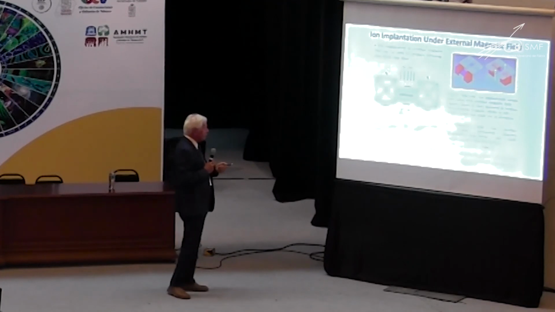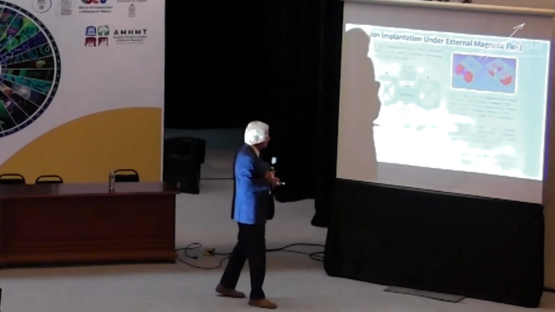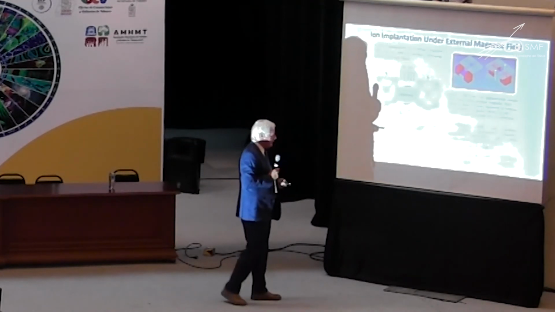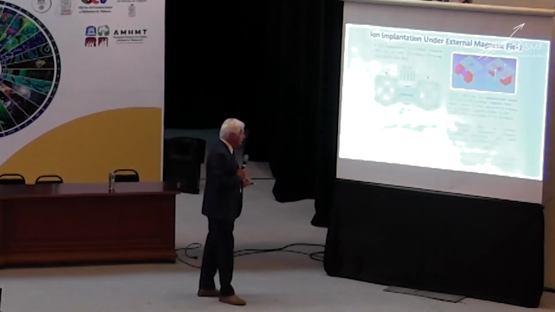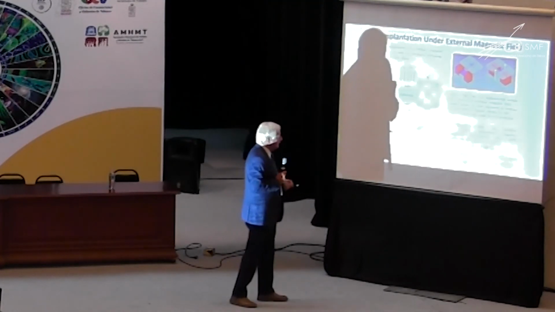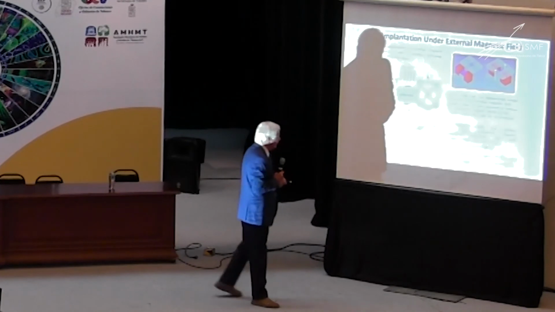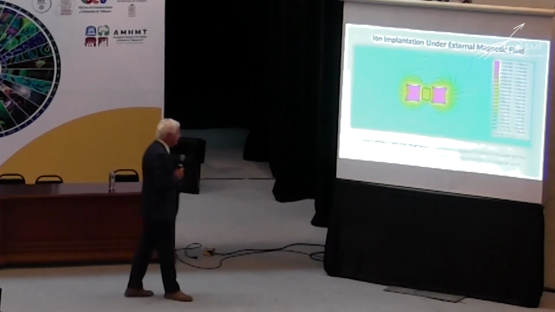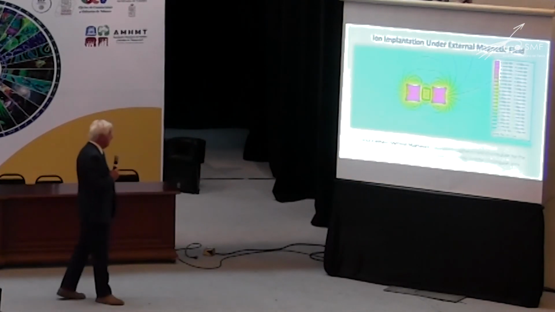Here are the north and south poles of a magnet. Here's the material. The field is this direction. And then the implant is coming in perpendicular to the field. For the magnetic field, you can just buy some very strong permanent magnets to do this. Next slide. That's just a picture of the field. Next slide.